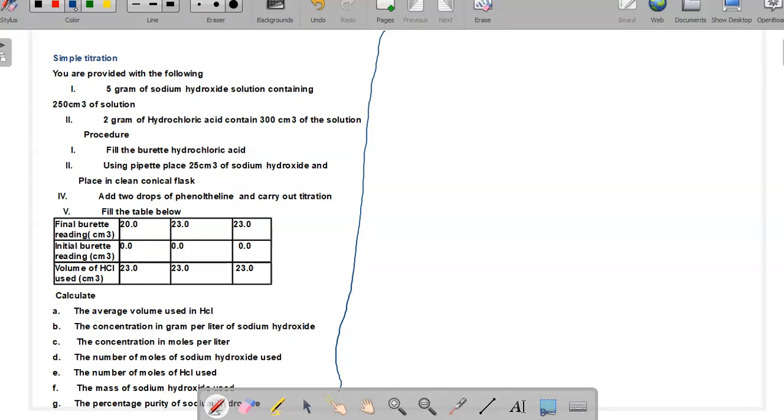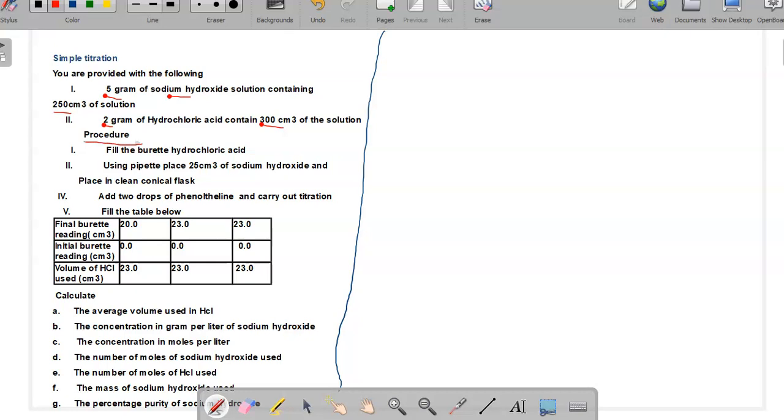Today we are learning about simple titration. In this simple titration, we have this question. 5 grams of sodium hydroxide solution contains a volume of 250 centimeter cubic. 2 grams of HCl, hydrochloric acid, contains a volume of 300 centimeter cubic.